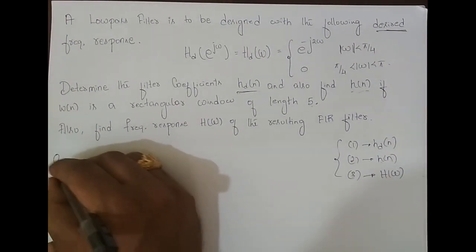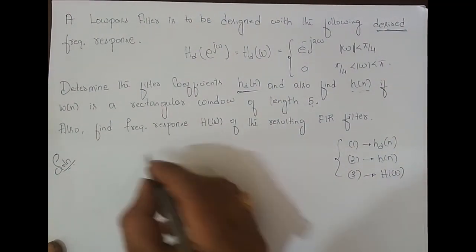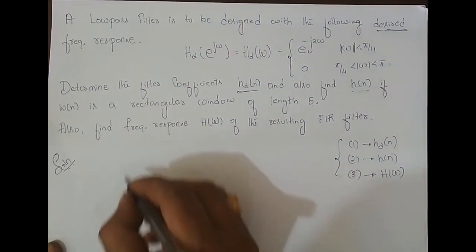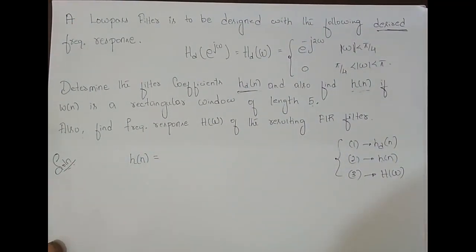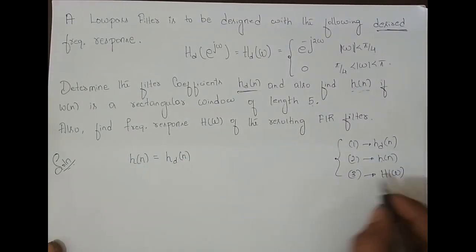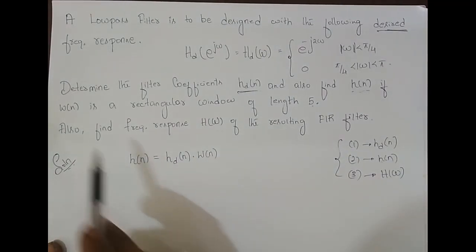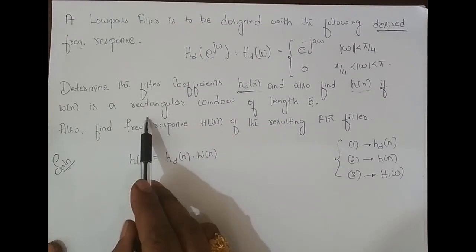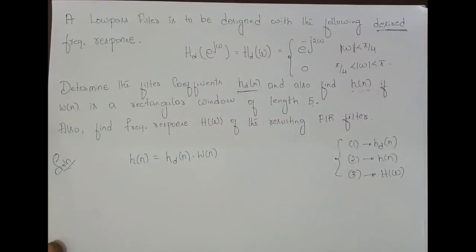Okay, so solution. The relationship between HD of n and h of n is that h of n is equal to the desired impulse response HD of n multiplied with the given window function w of n. In our case, the window function w of n is a rectangular window of length 5. So I have to use the equation for the rectangular window, and we have discussed that equation in the previous video, right?